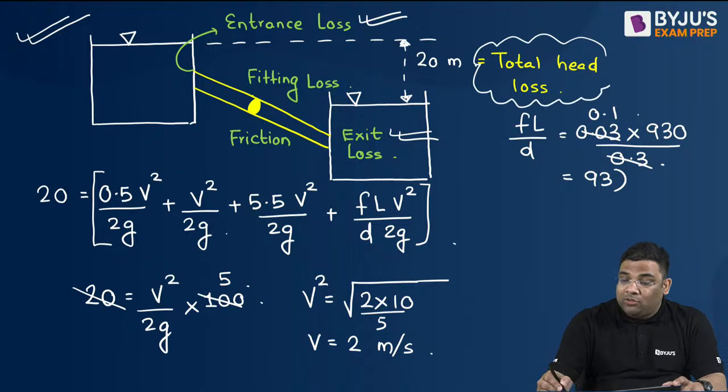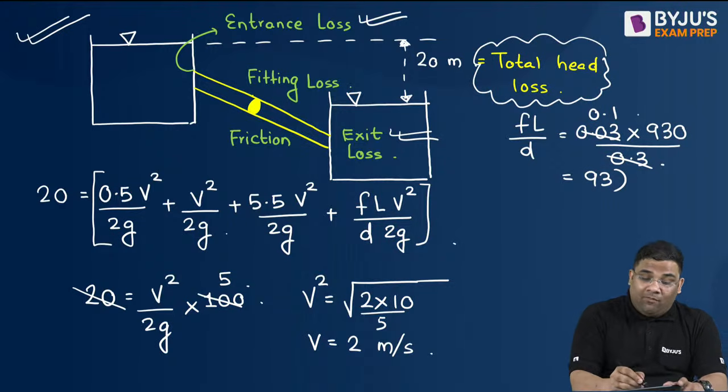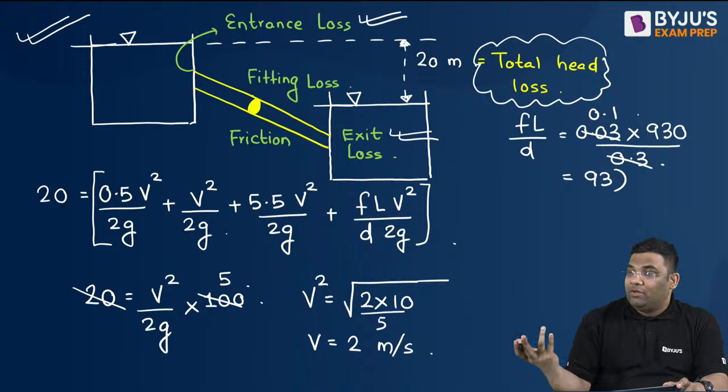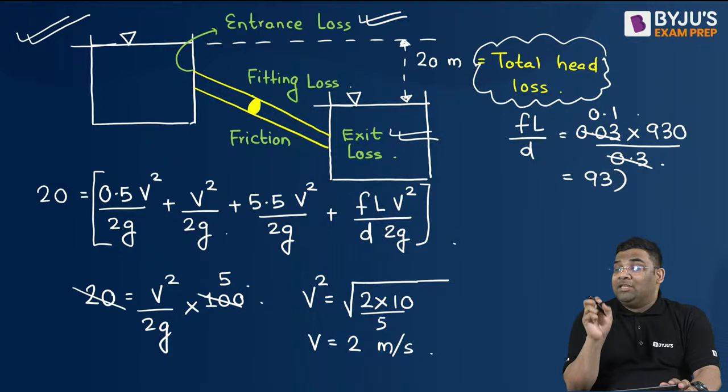And the total head loss will be how much? The total head loss will be the difference in the level of water in both the reservoirs. Very easy question. Now if they ask you a question like this, you can easily solve it in the examination, right? Because you've understood the concept.